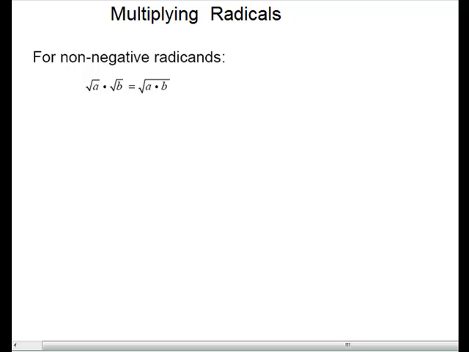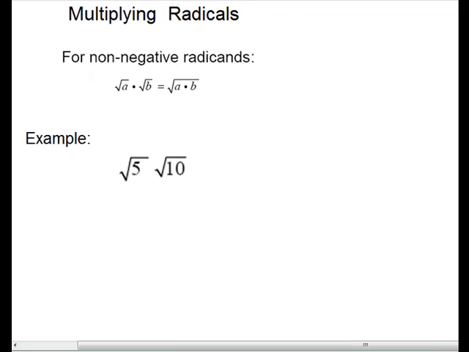Multiplying radicals. For non-negative radicands, the square root of a times the square root of b is equal to the square root of the product. So you can multiply the separate radicands underneath one radical symbol to combine. Let's look at an example.